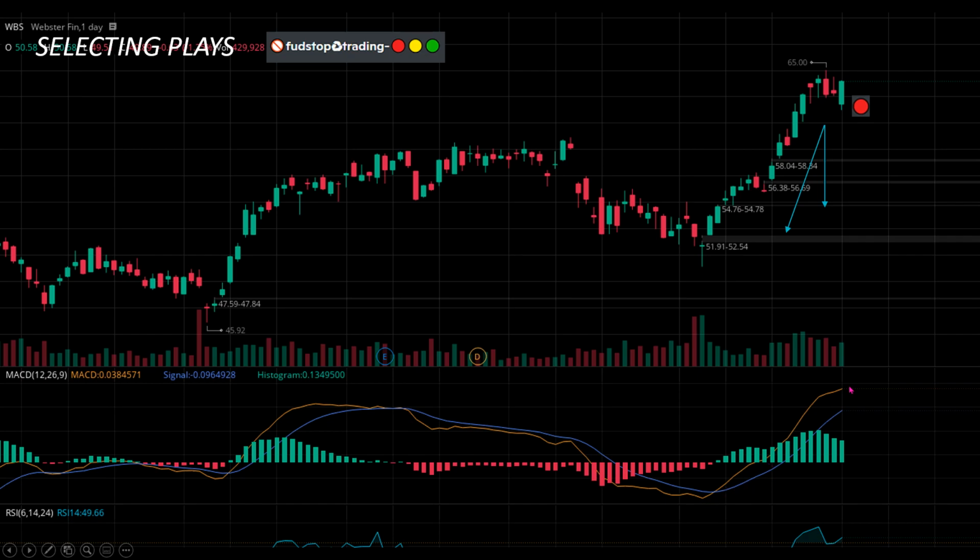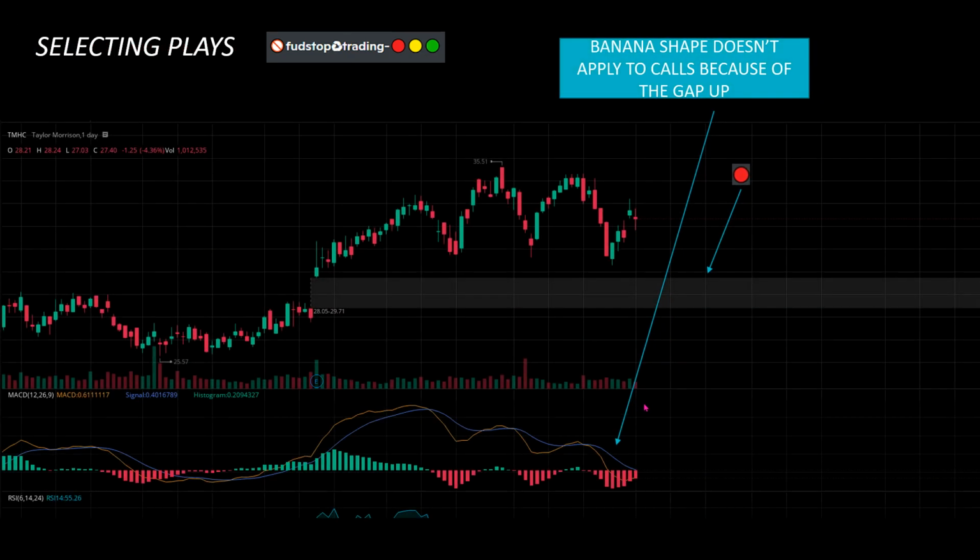Next we have TMHC. The banana shape doesn't apply here because, again, we only have a gap to the downside. Remember, this is our call symbol here, so this does not apply because there's a gap to the downside. That's why we wouldn't buy calls here. We would buy puts, but in my opinion, I don't see any indication that you would want to buy puts here anytime soon. So I would hold off on this one for the time being until we get that trend that confirms our purchase being a put.